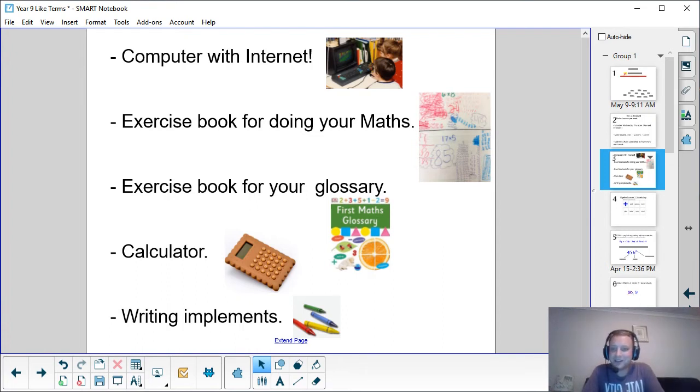You'll need your calculator, so hopefully you've got that in your pencil case, and writing implements so you can write down your answers. As long as you've got all that stuff, you'll be able to keep up to date with our work. I'll try and upload all of our questions onto Google Classroom because I know not all of you have the textbook and a lot of you probably didn't take your textbook home.